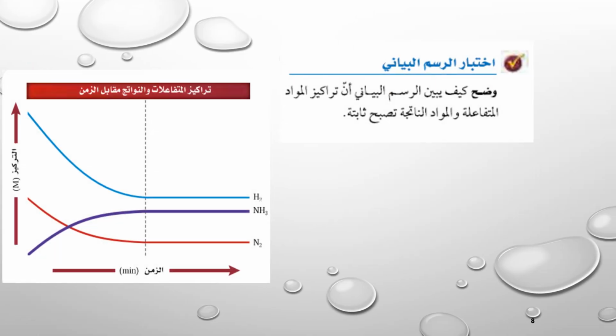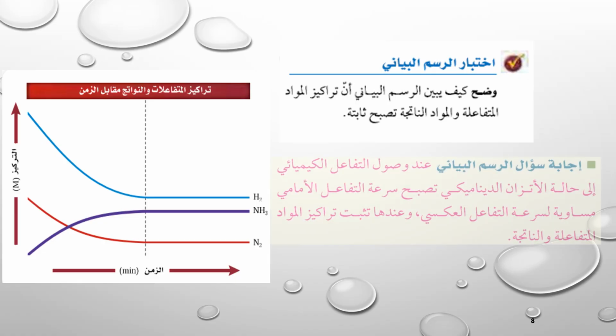The graph shows a decrease in the concentration of reactants, N2 and H2, initially, while the concentration of the product, NH3, increases. Before the reactants are completely consumed, all concentrations become constant, which indicates the system has reached a state of dynamic equilibrium. The forward and reverse reaction rates become equal.